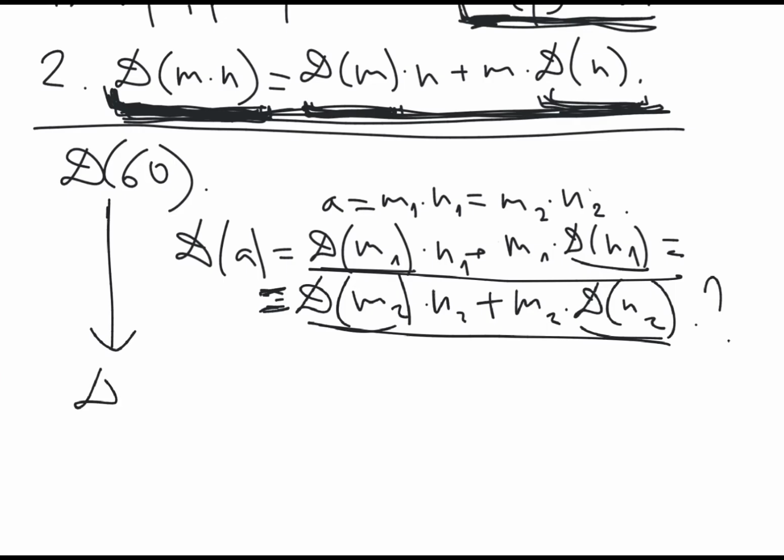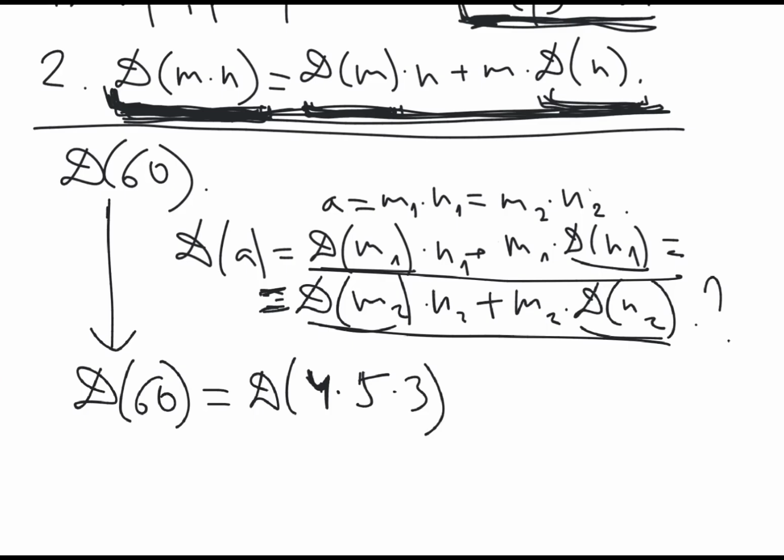But for now, let's calculate d of 60, to give a specific example. So d of 60, the derivative of the number 60. 60 is 4 multiplied by 5 multiplied by 3. So let's choose some representation: 4 multiplied by 15, let's say.